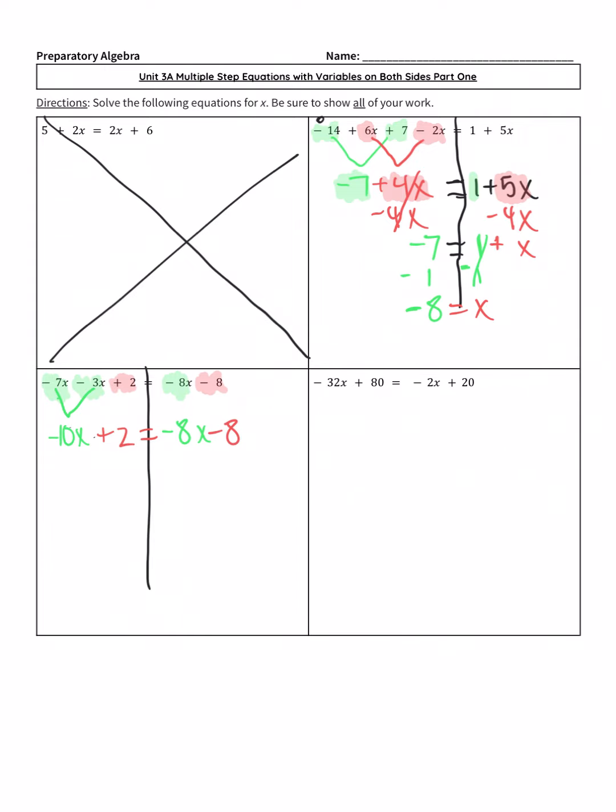Now my next step is to combine like terms across the equal sign. I like to always start with the term with the variable connected, so that's what I'm going to do. I have a negative 10x here and a negative 8x here. I know that I need to get those together because they are like terms. So I'm going to move this over here. To move this over here, I have to do the opposite. Here I have a negative 10x, so I'm going to add 10x to both sides.